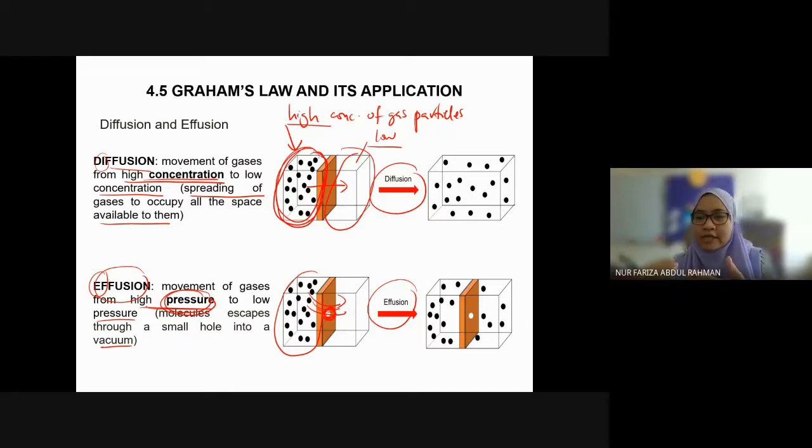So the process of the fragrance, the scent, to travel from this high concentration near me to that person behind me is what we call diffusion. Effusion is the one that goes through a hole, a small hole.